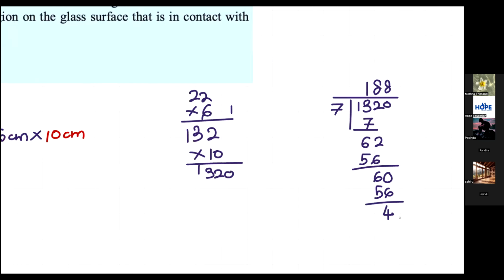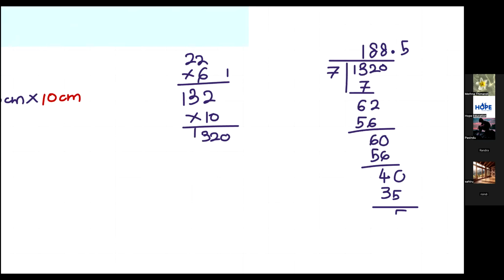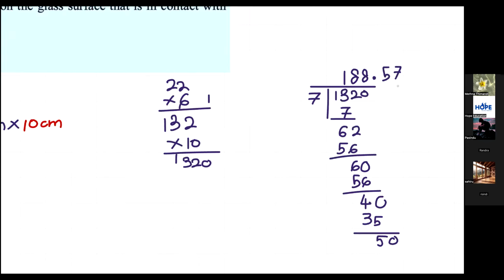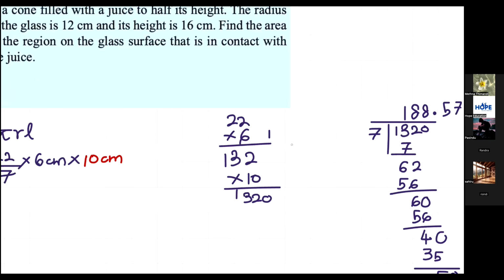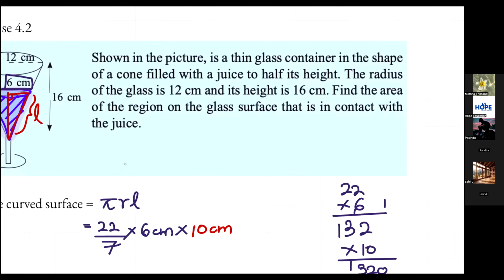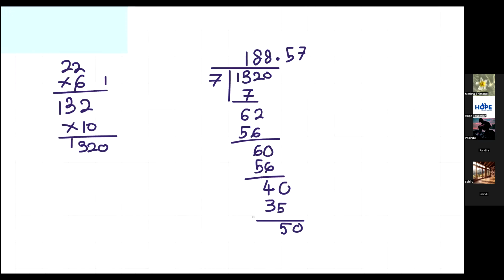I put a 0. Then we need a decimal place here. 7 times 5 is 35. 5 remaining. I put a 0 here. 7 times 7 is 49. We haven't been asked how many decimal places, right? Then let's find it to 3 decimal places and round off to 2. 7 times 7 is 49. 1 remaining. I put a 0. 7 times 1 is 7.